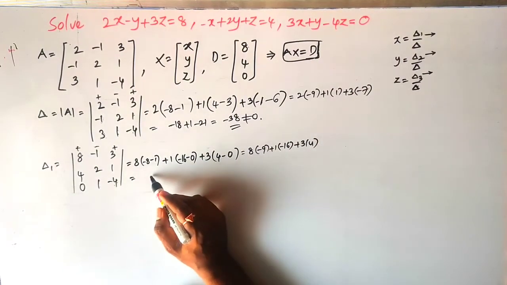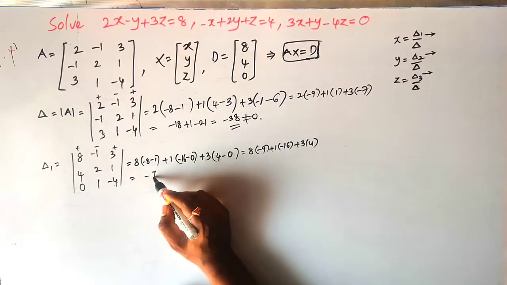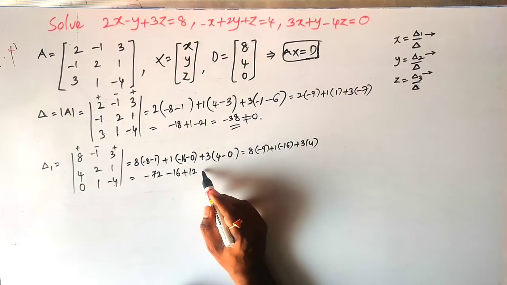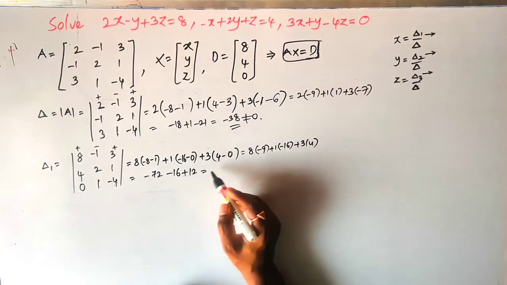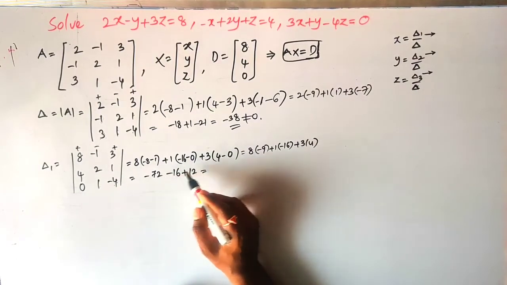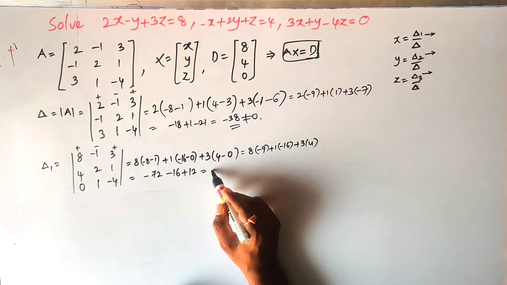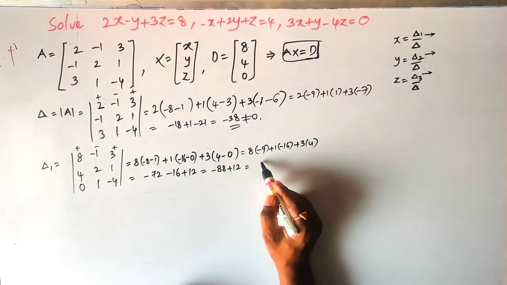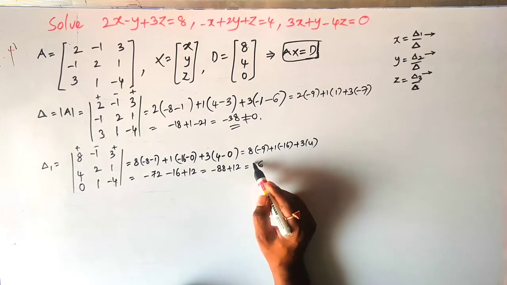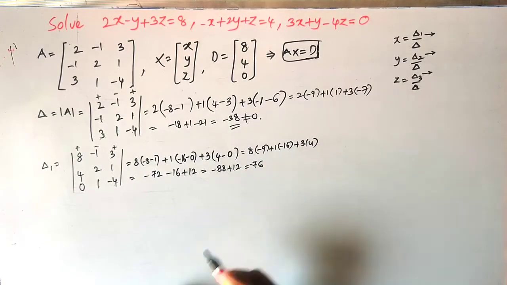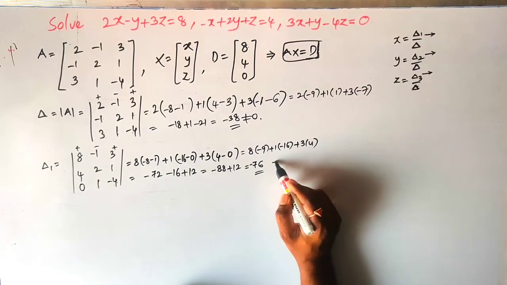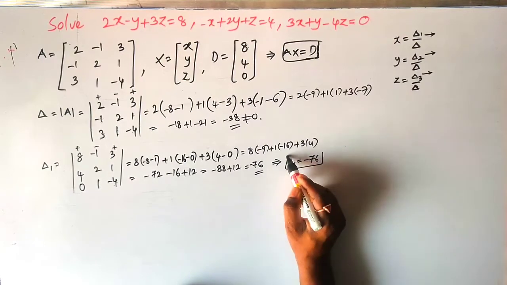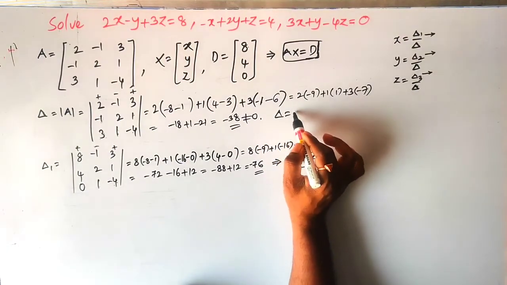So we get here 8 9s are 72 minus 16 plus 12. Okay. So what we get here? 8 plus 2, so 6 plus 2 8. So minus 88 plus 12 we get here. So that is nothing but 8 minus 2 6, 76. Minus 76. This is delta 1. So that implies delta 1 value minus 76. So your delta value minus 38.